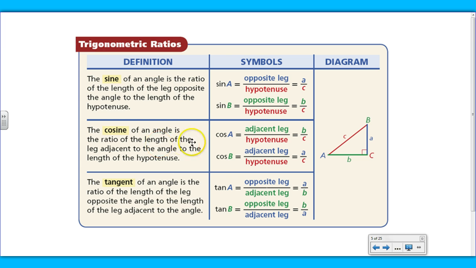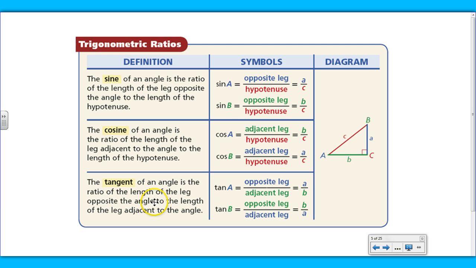Cosine of an angle is the ratio of the length of the leg adjacent to the angle to the length of the hypotenuse. So cosine of A would be adjacent B over hypotenuse C, B over C. Cosine of B would be adjacent leg A over hypotenuse C, A over C. We say CAH. So, SOH, sine is opposite over hypotenuse, CAH, cosine is adjacent over hypotenuse, and tangent gives us the other trigonometric ratio, which is TOA, opposite over adjacent.